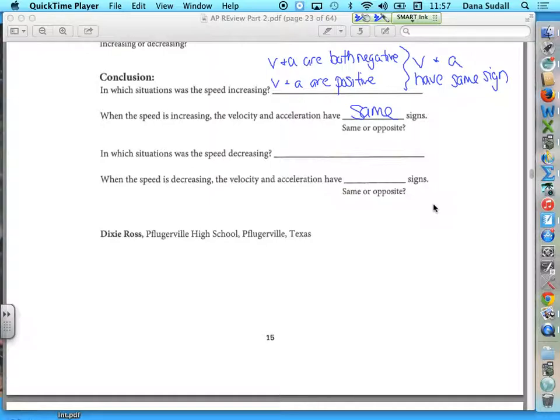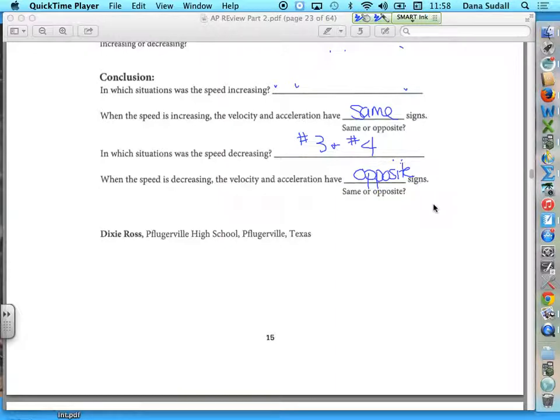In which situations was the speed decreasing? That's when your v and your a are opposite signs, which are the last two situations, situation 3 and 4. The first ones were situation 1 and 2. Sorry about that, they wanted the problem numbers where that happened.